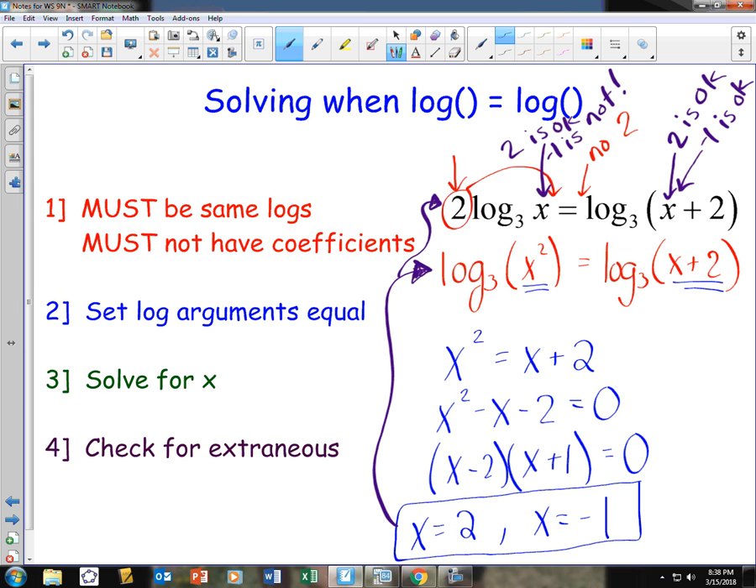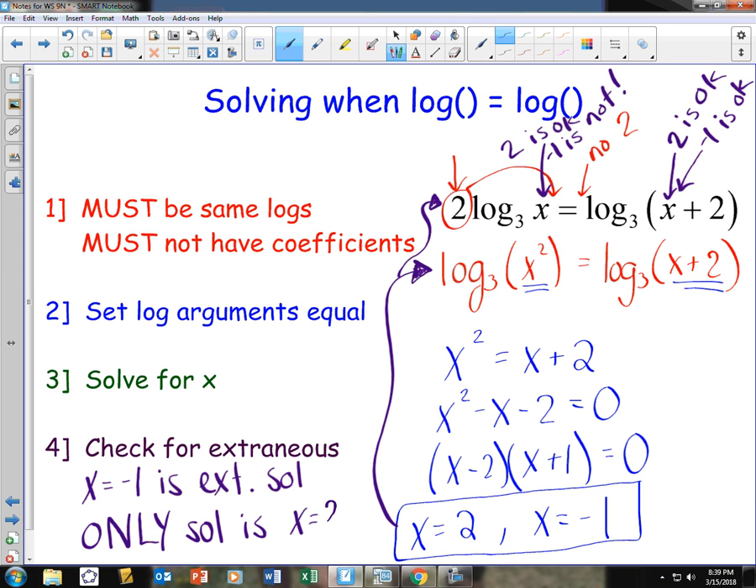So what we know now is that x equals negative 1 is extraneous. So that's an extraneous solution. So our only solution is the other one, x equals 2. So that is your final answer for this problem.